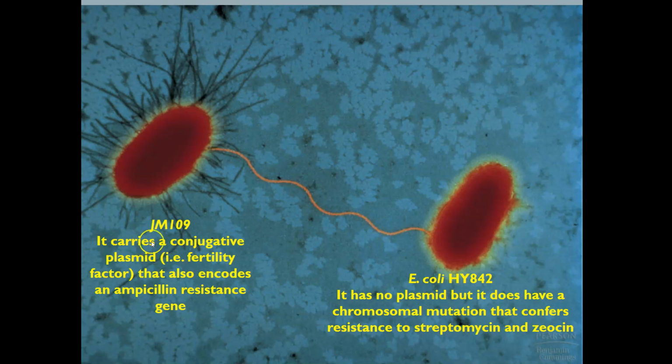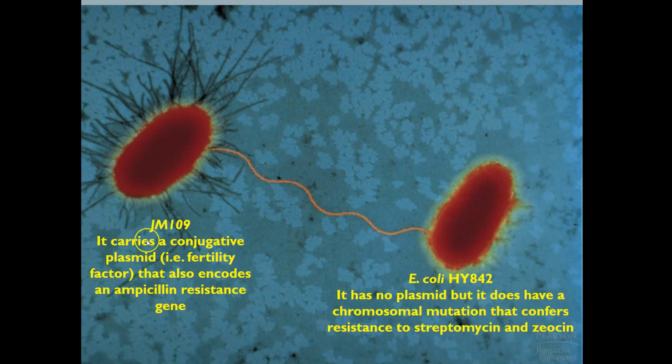The two bacteria that we're working with today are going to be JM109 and E. coli HY842. The important thing here is that JM109 has a fertility plasmid. If we were to draw the bacteria's chromosomes in here, we would draw a huge circular chromosome, and then a tiny little fertility plasmid, and on that fertility plasmid, in addition to the instructions for how to make this huge sex pilus, it's also going to have instructions on how to confer resistance to ampicillin.